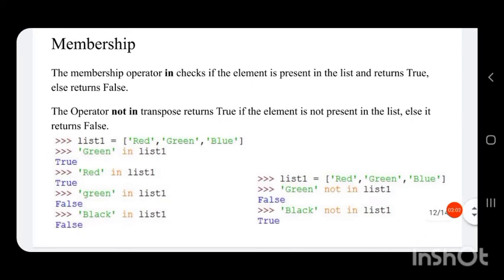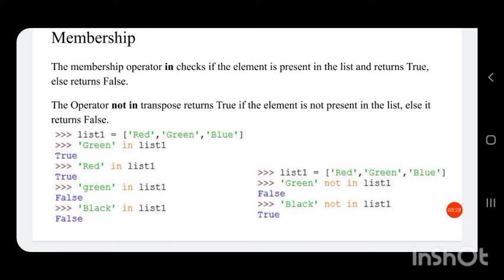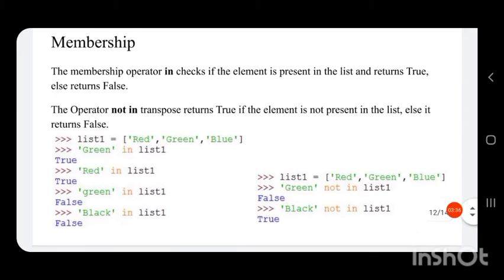In will check whether an element is a member of that particular list. Not in will check whether an element is not a member of that particular list. The in operator checks whether an element is a member of the list; if it is a member, it returns true, else it returns false. And the not in operator returns true if the element is not in that list.